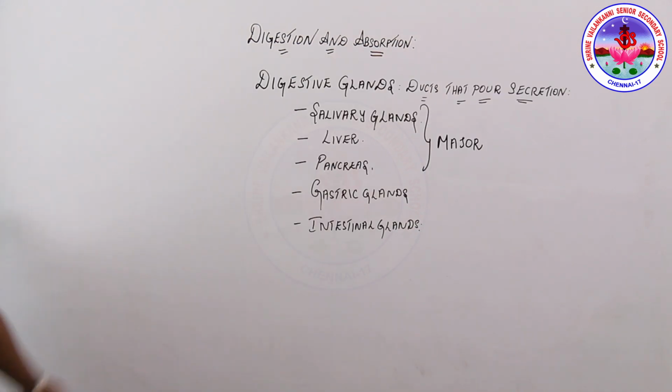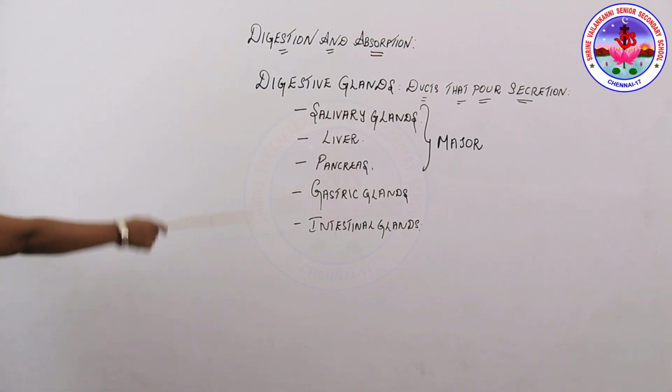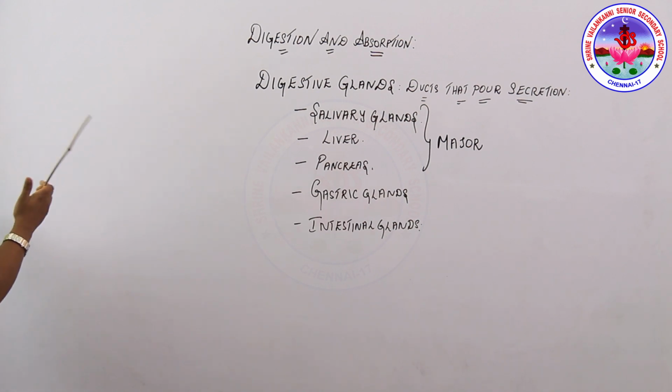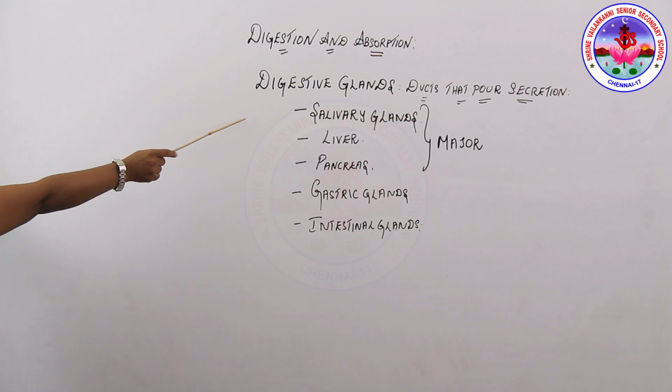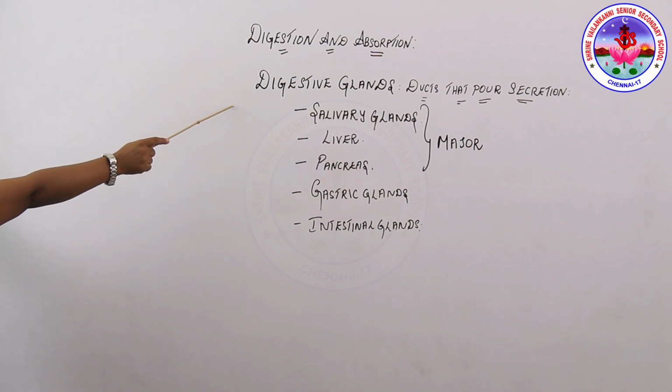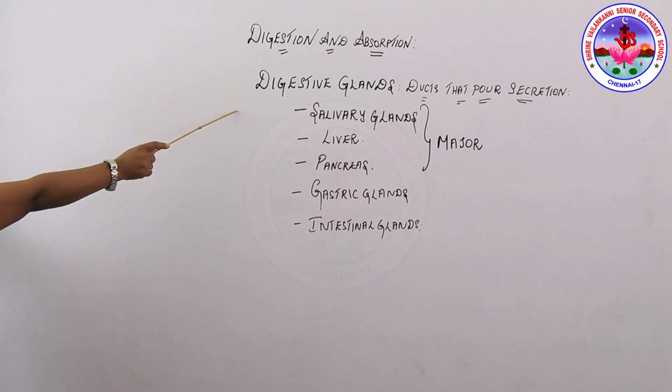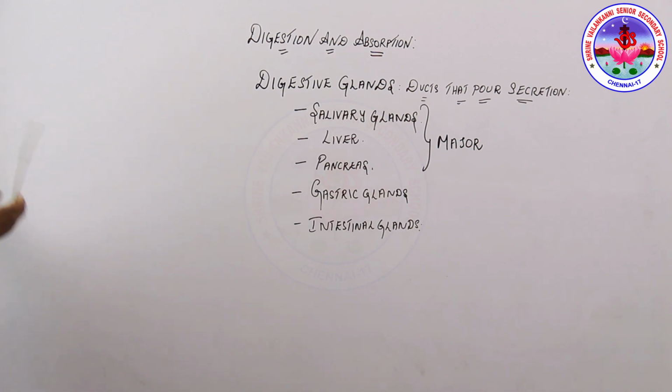So next we are going to discuss one of the interesting topics in digestion and absorption, the digestive gland. The digestive gland is a very special gland which can secrete digestive juices to perform digestion of complex compounds. So what are the digestive glands? The digestive glands are those having a duct that pours secretion into the digestive system. So the alimentary canal and digestive glands are the parts of the human digestive system. The two important things are the alimentary canal and the associated digestive glands.